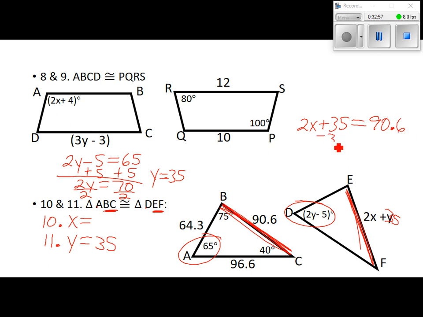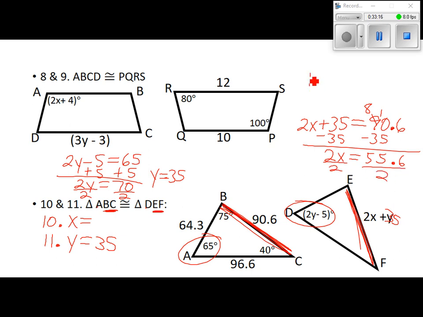Solve that. We're going to subtract 35 on both sides. You end up with 0.6. We have to borrow here. That's 5. Makes that 8. That's 55.6 equals 2x. Divide both sides by 2.